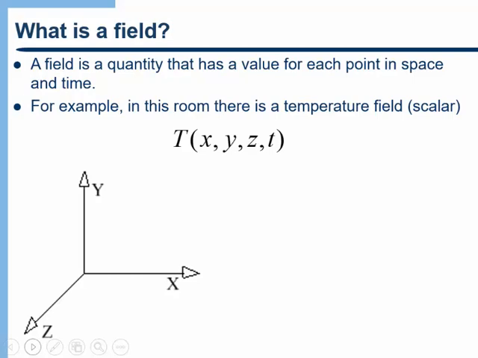So, for example, in the room where you are right now, there's a temperature field. You can imagine that, let's say in the corner of your room, you set up the origin for a coordinate system, and then for every point in your room, you could measure what the temperature is at that point in space. We know that the temperature would be higher towards the ceiling, it would be lower towards the floor, and also, of course, the temperature might change over time. So that's what we mean by a field. It's simply a quantity that has a value for each point in space and time.